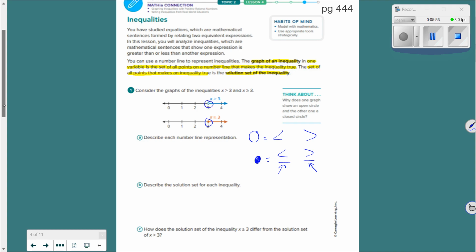Does it matter if I use an open dot or a closed dot? Absolutely. It's actually a critical piece of graphing an inequality. So if I describe each line representation, an open dot is not included as an answer. A closed dot is included as an answer.